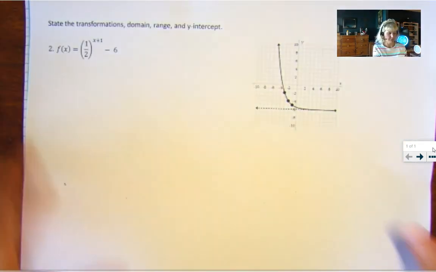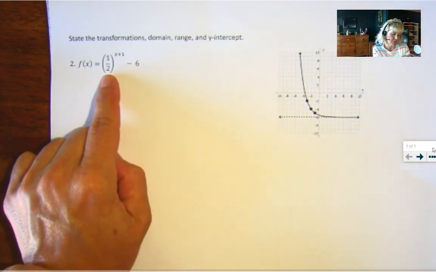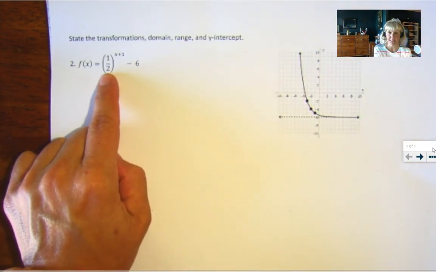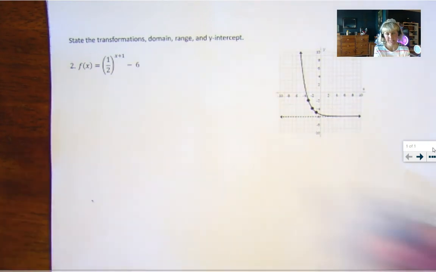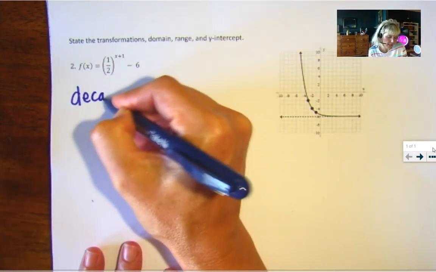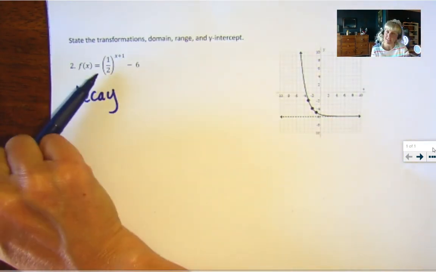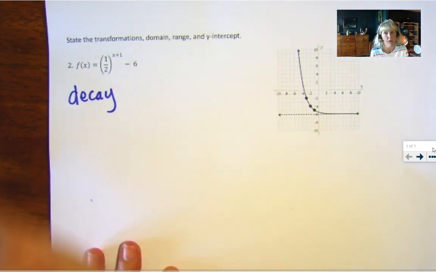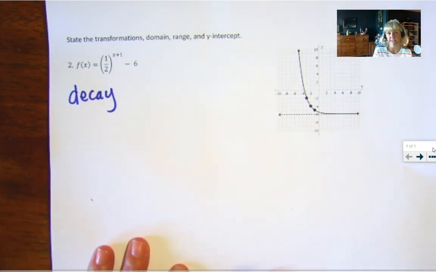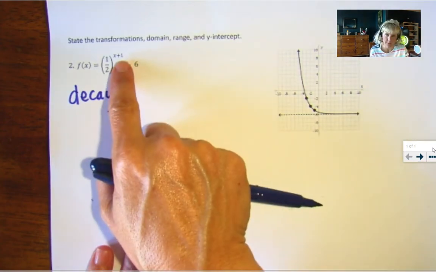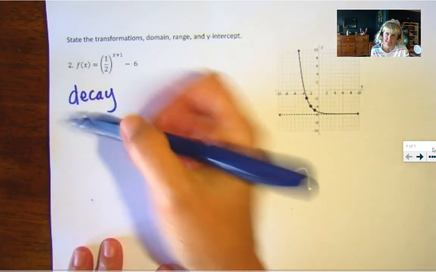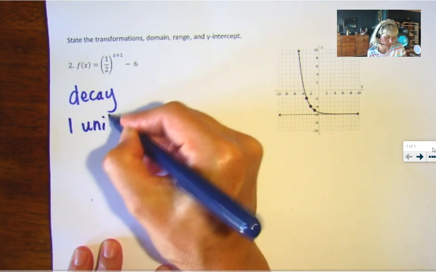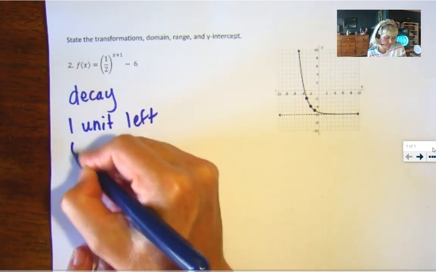So number 2, first of all, this is going to be a decay. I know it's a decay because the base, of course, is a fraction. And there is not any number out front, so there's not going to be a vertical stretch or a vertical shrink. But we certainly have some horizontal and some vertical transformations. It is going to be 1 unit to the left, 6 units down. So 1 unit left and 6 units down.